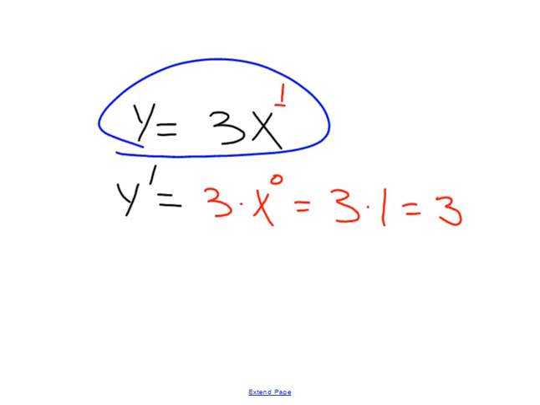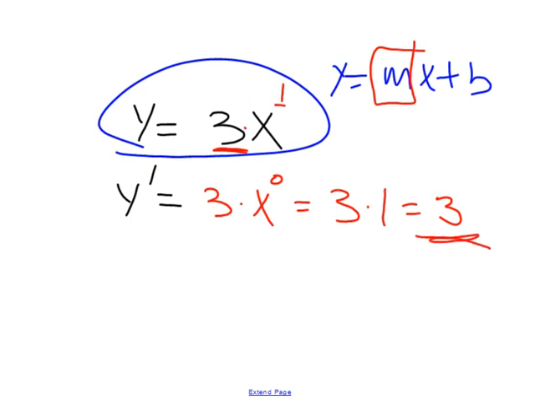A straight line, not horizontal, not vertical. Kind of. Tell me something about what's the 3 doing to it? It's the slope. Do we remember y equals mx plus b? In y equals mx plus b, the number in front of the x is the slope of the line. What's the slope of this line? What's the derivative?